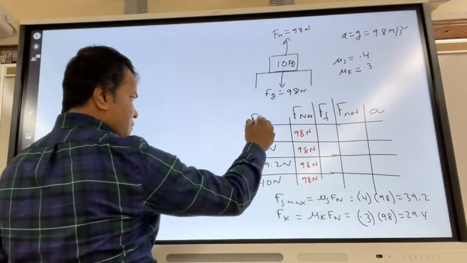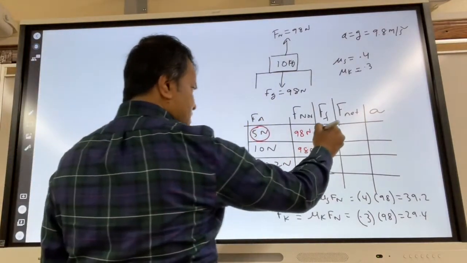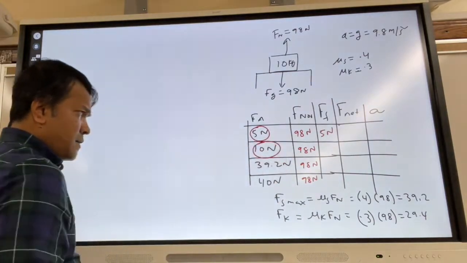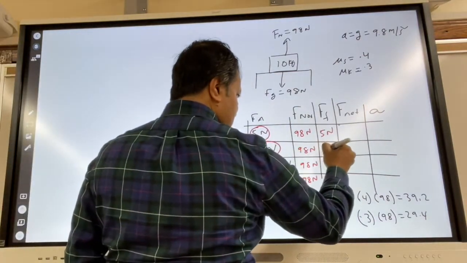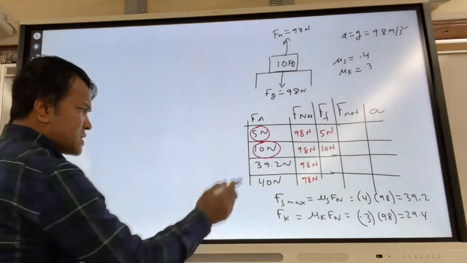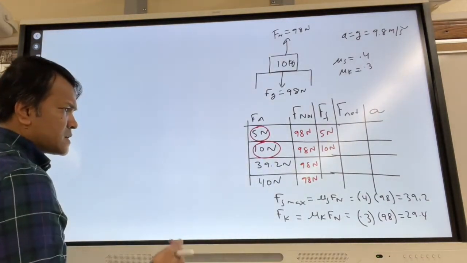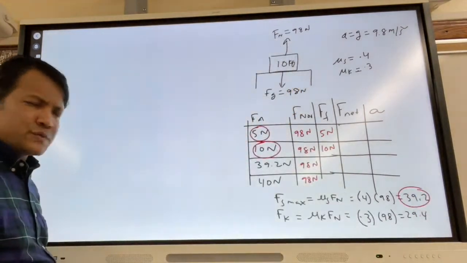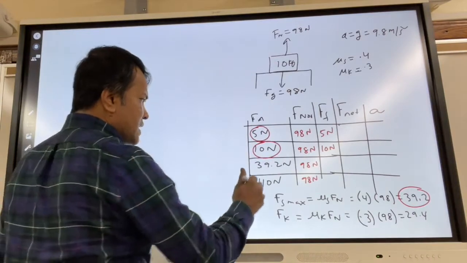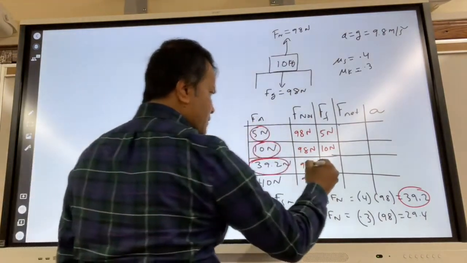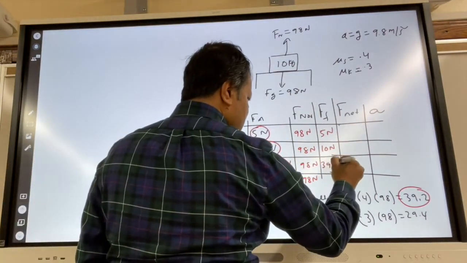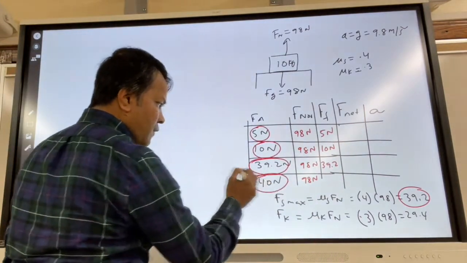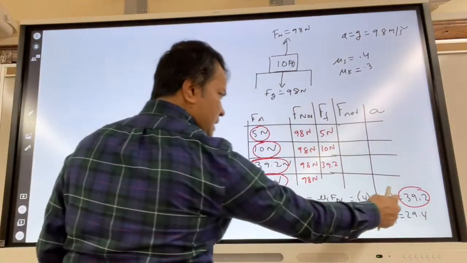Okay, when applied force is 5 Newton, force of friction is 5 Newton. When applied force is 10 Newton, force of friction is 10 Newton, okay? Because 10 is less than 39.2. When applied force is 39.2, then force of friction is 39.2. Okay? When applied force is 40 Newton, 40 is more than 39.2.